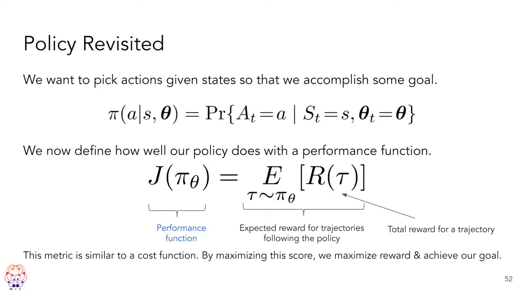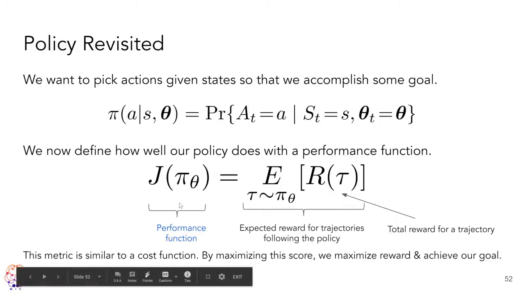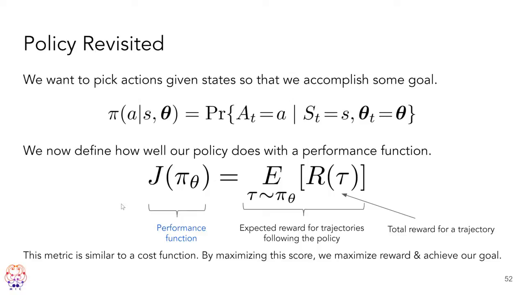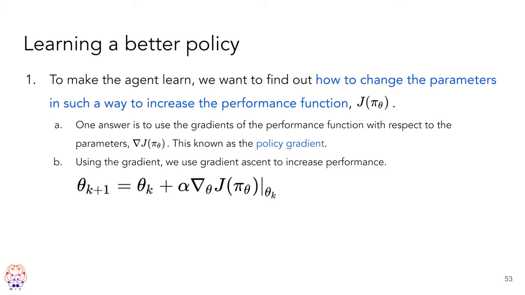Okay, so it's similar to a cost function, except a cost function is the inverse. You don't want a cost function to be high, but you want the performance function to be high instead. All right, so to learn a better policy, we want to find how to change our parameters in such a way that we increase the performance function.